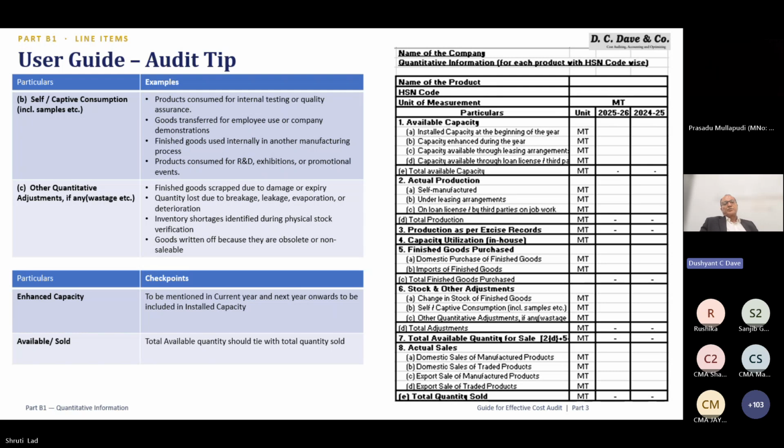Then additional shifts or extended working hours, and removal of production bottlenecks. For example, in your own office, if you're working for 8 hours, and tomorrow you start working for 16 hours, your same office of 1,000, 2,000 square feet will be giving you a higher yield, but the capacity of the office is the same. The removal of production bottlenecks could be one reason. And installed capacity being very old and never revised.